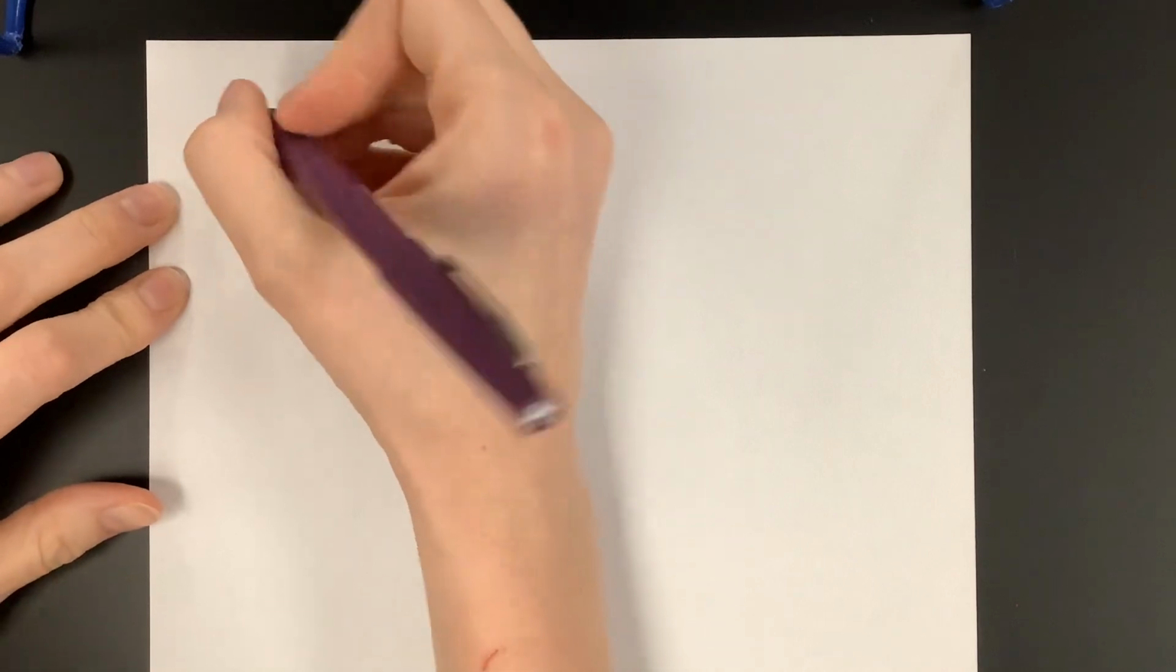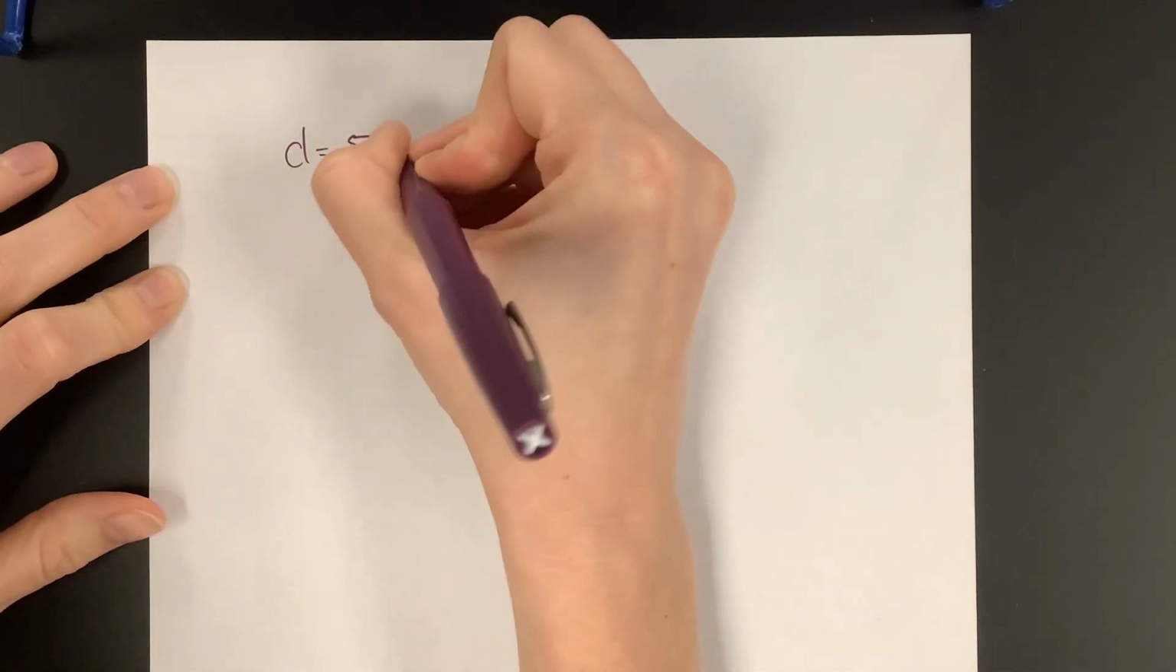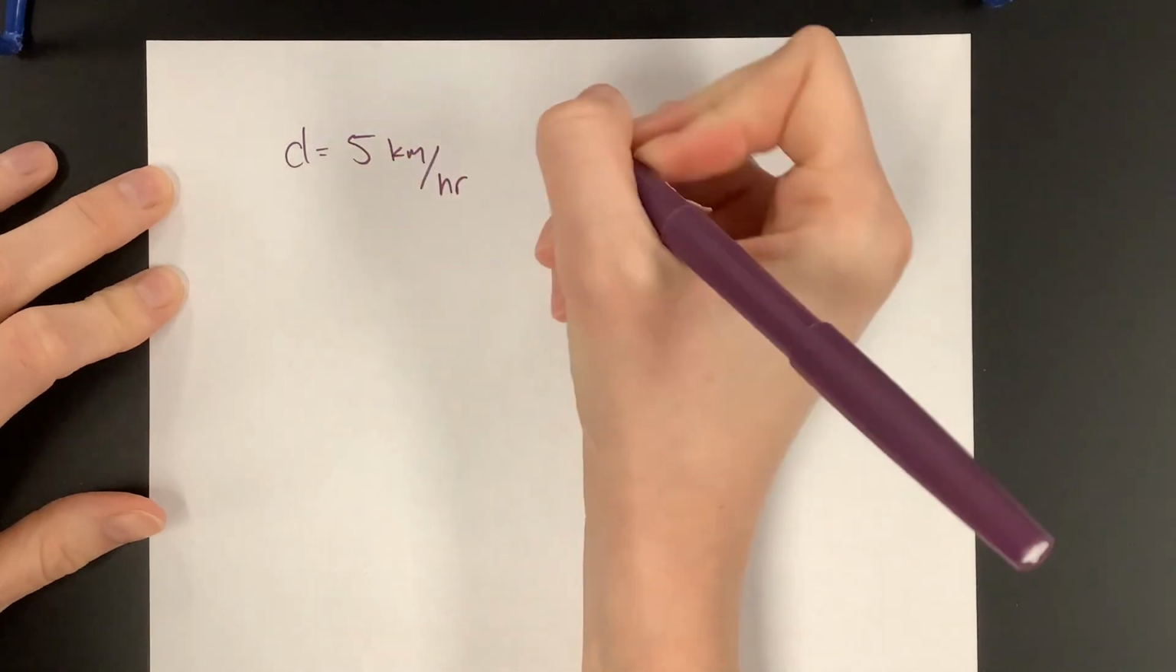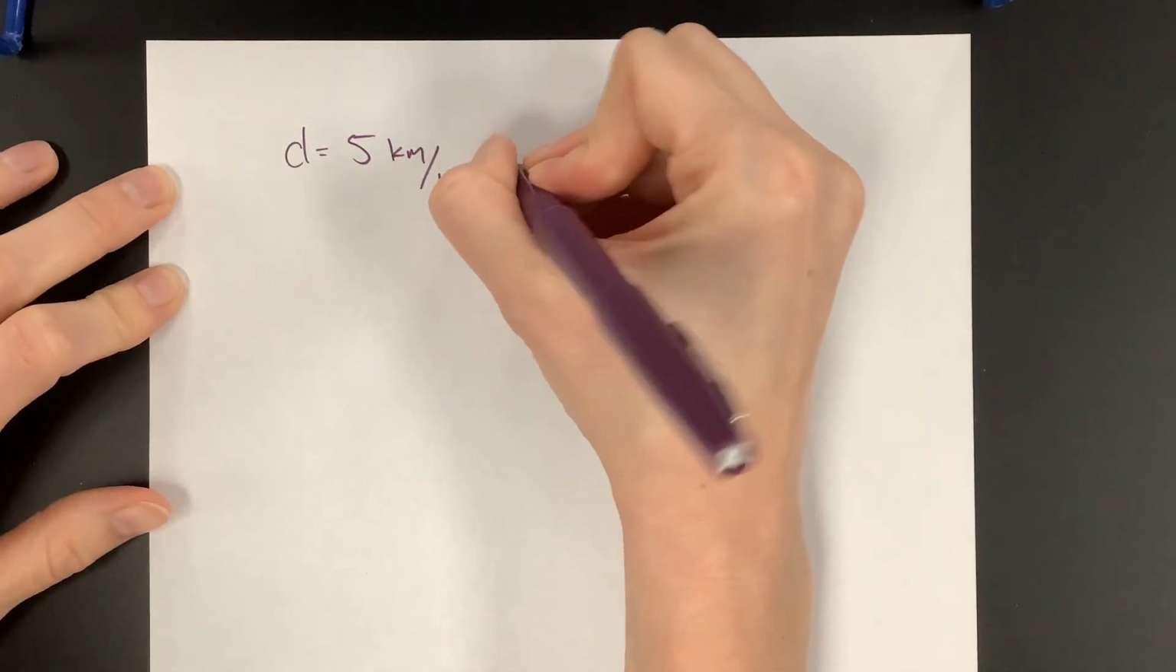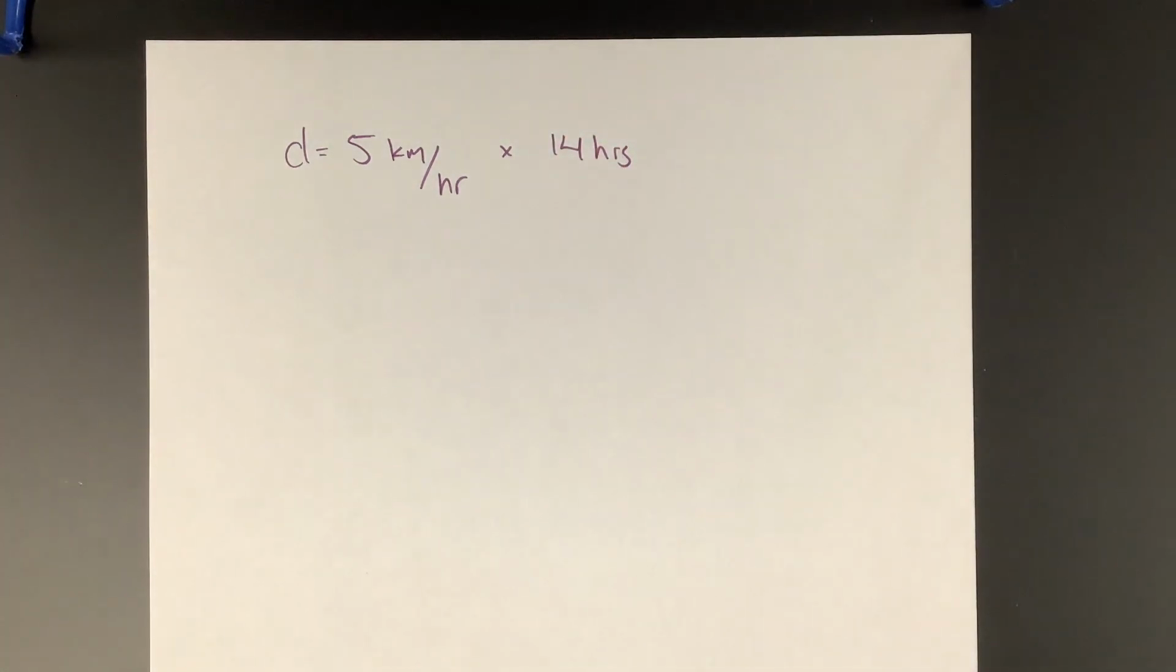Once we plugged in the numbers, it was distance equals 5 kilometers per hour times 14 hours. Okay, then you did the math on the numbers, 5 times 14, you got 70. What about the units? How do you know what the units are going to be? How do you do the math on the units?